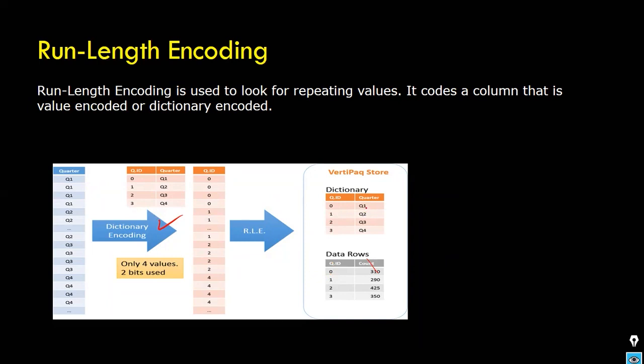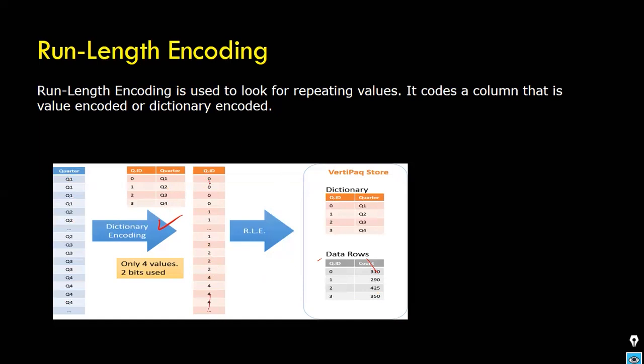All the Q1. Okay, here the Q1 count. Look here. In this case, 0 is nothing but my Q1, and then 310 is the number of occurrences. So 1 is 290 and 2 is 490, 425, and 3 is 350. If you look at this data set here, all the Q1s are replaced by 0, 0, 0, and Q2s are replaced by 1, 1, and Q3s are 2, 2, 2, and Q4s are 3, 3, 3. Okay, it should be 3 here.